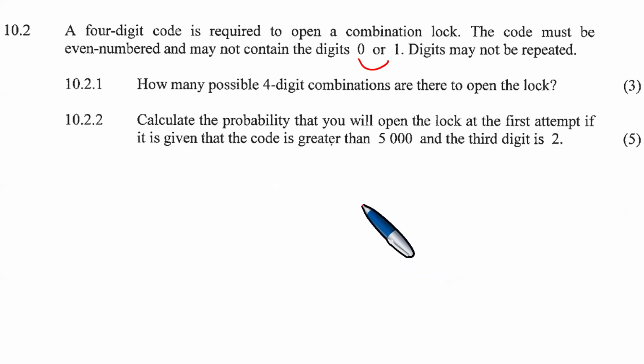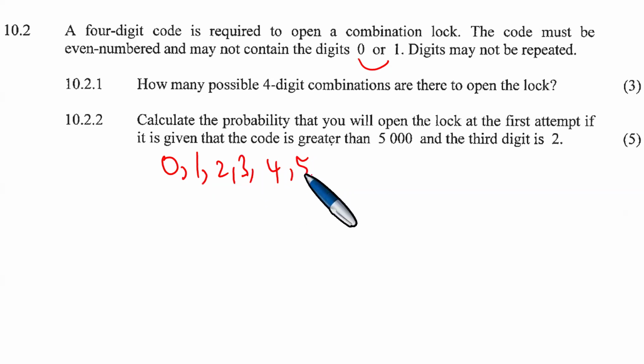Okay, let us check if it is that. Because you are dealing with a 4-digit code, you need to look at how many digits there are altogether. The digits that exist are 0, 1, 2, 3, 4, 5, 6, 7, 8, 9.